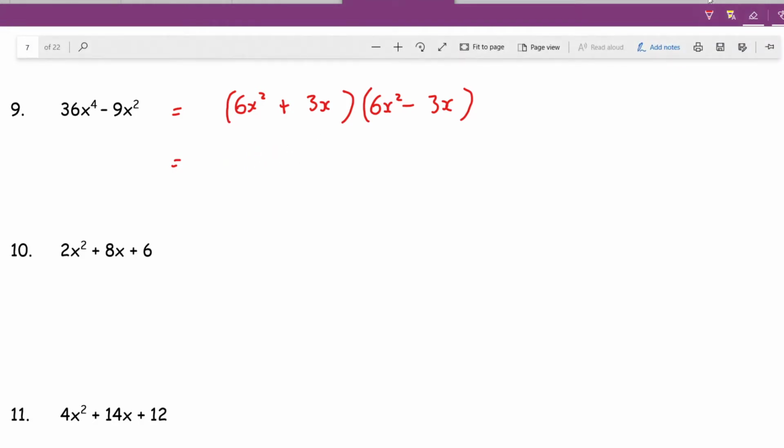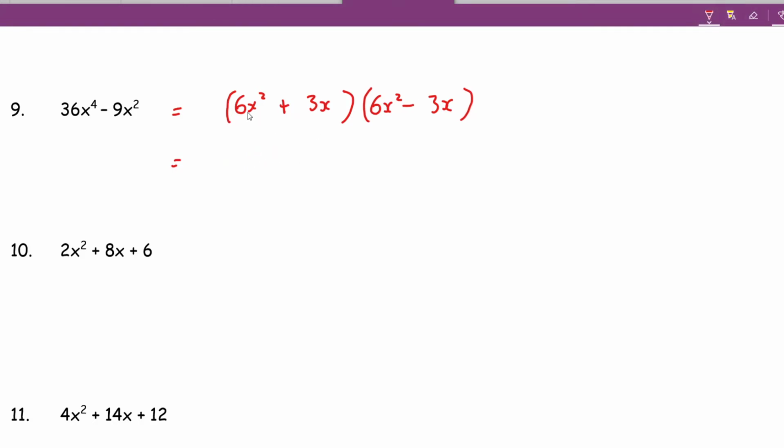So what we could do, there's a factor of 3x in both of them. So take the 3x out of here. Okay. So that will be 2x, that will be plus 1. Could also take a 3x factor out of here. So that'll give me 2x minus 1.